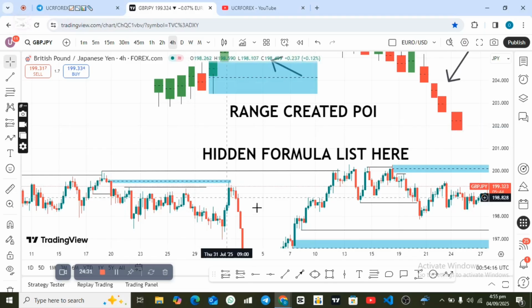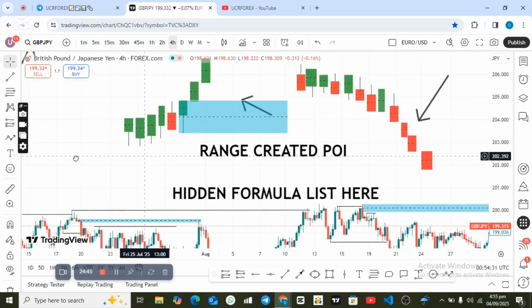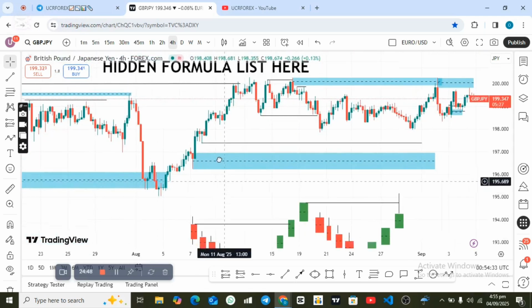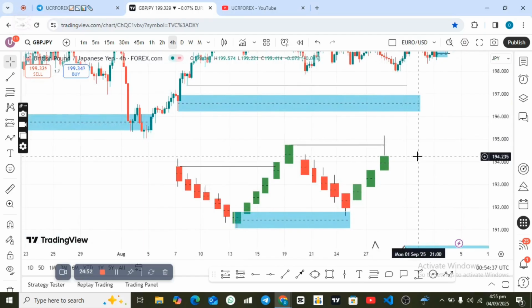Okay, so now the number one thing is that it must break a structure. That's the number one thing. If it did not break any structure, whether internal or external, my friend, don't ever mark it. Even if it broke a structure and it was with a wick like this, now, this one that happened with a wick, hey, don't mark it. Stay away from it.